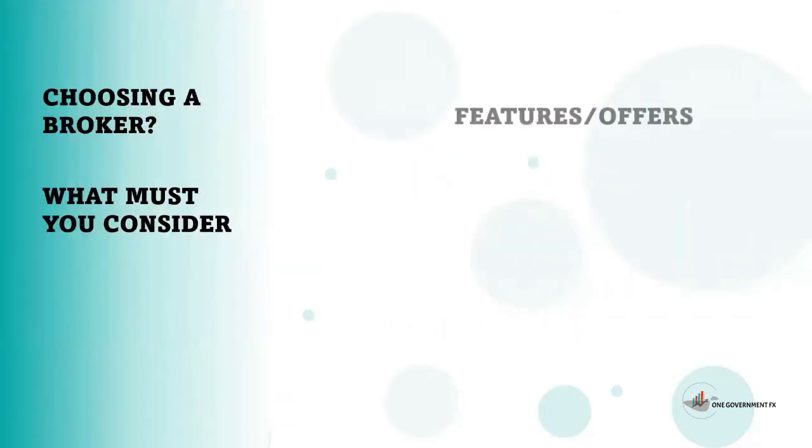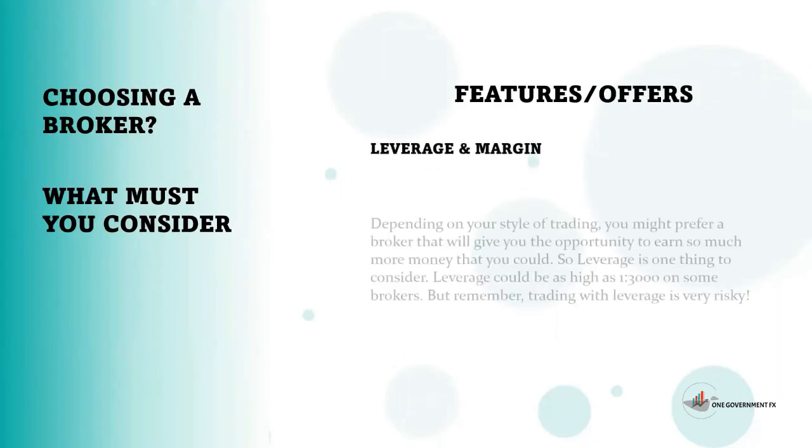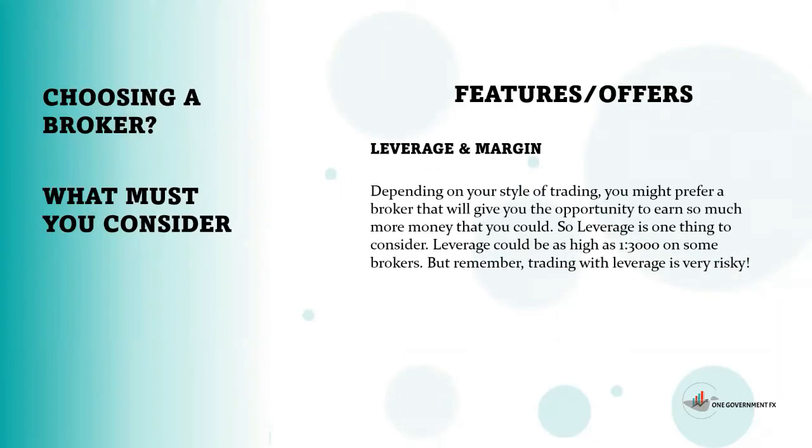So another thing to consider is features and offers. One thing to consider is leverage and margin. We've explained what all these terms mean. Depending on your style of trading, you might prefer a broker that will give you the opportunity to earn so much more money than you put in. So leverage is one thing to consider. Leverage could be as high as 1 to 3,000 on some brokers.